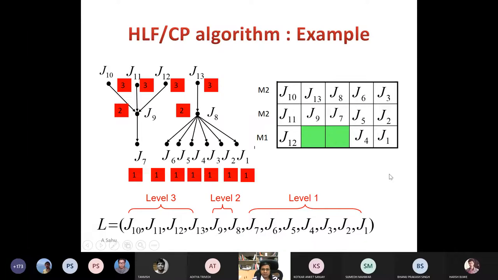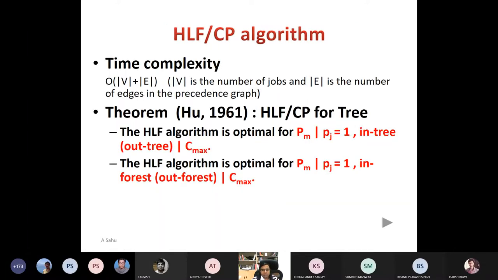So this is basically the HCF or CP algorithm, and this algorithm is proved to be optimal for in-tree or out-tree, or in-forest or out-forest. That means if p_j is equal to 1 and the format is a tree, in-tree or out-tree, then this HCF algorithm or critical path algorithm is optimal. So we don't need to worry about this. Its time complexity is also very low, order of V plus E.